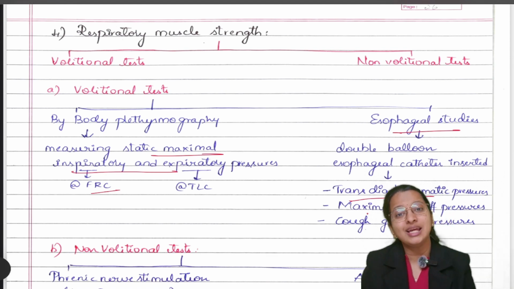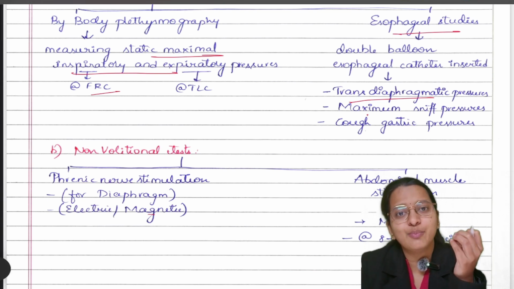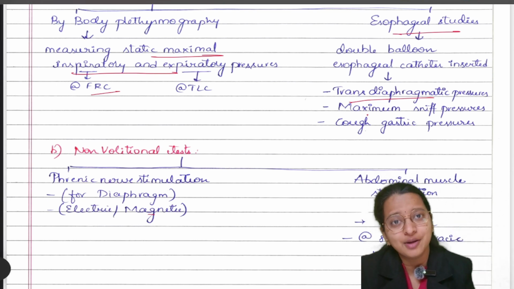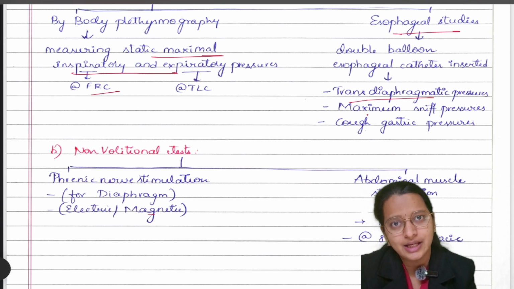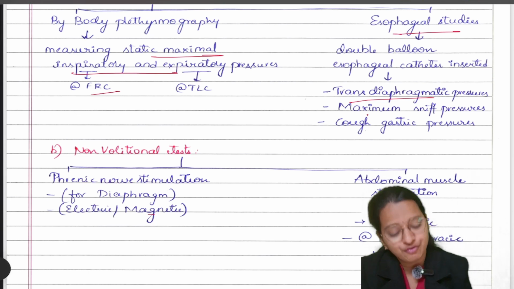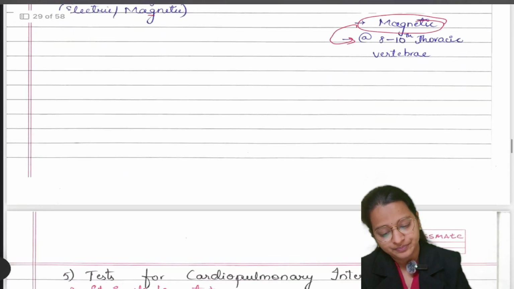Coming to non-volitional, here we'll stimulate and test the muscle strength. For the diaphragm, we will do phrenic nerve stimulation by electric or magnetic method. While for abdominal muscle stimulation, we'll go for magnetic stimulation at the 8th to 10th thoracic vertebrae posteriorly.